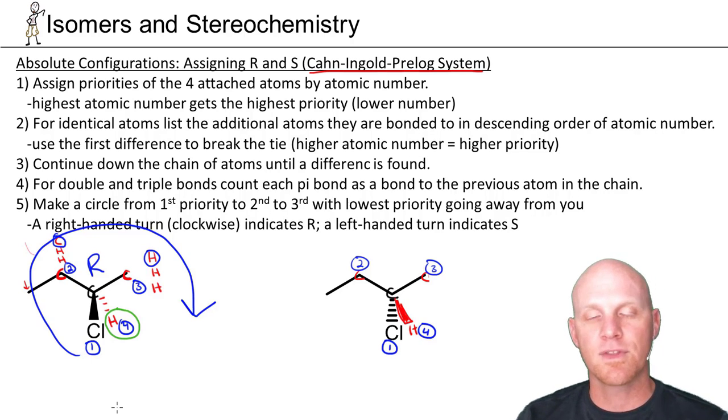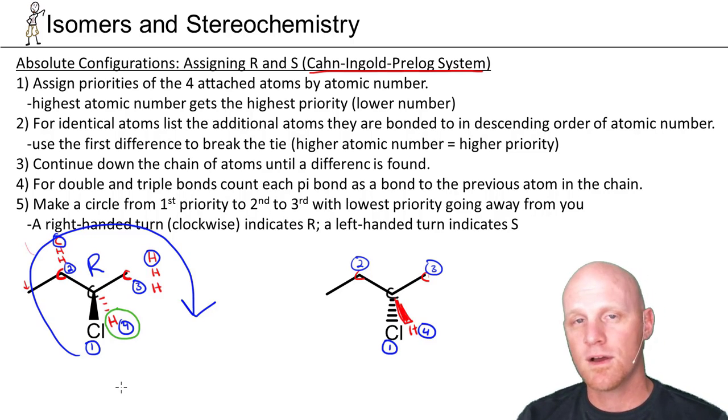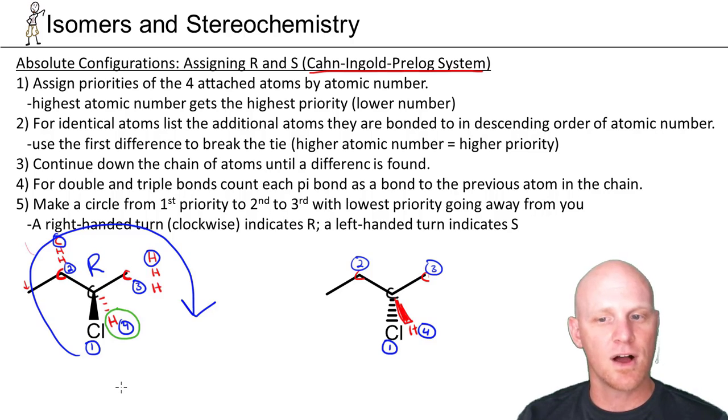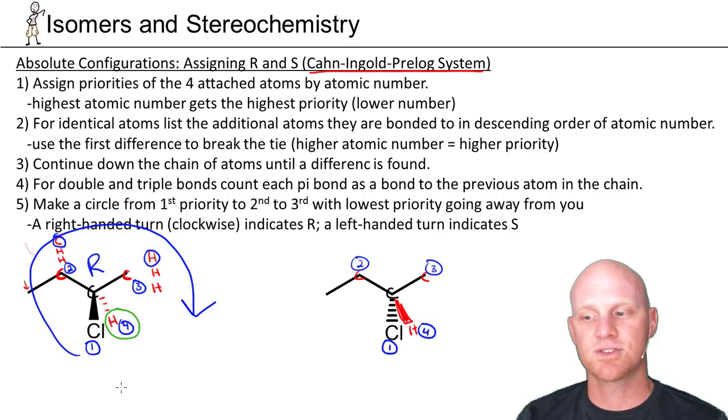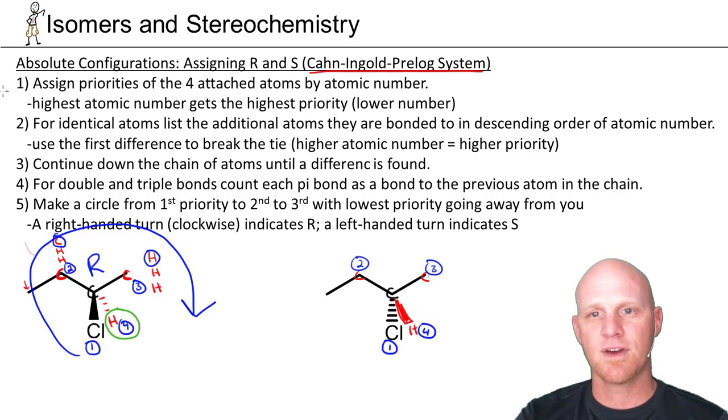So it wasn't enough for them to just say left-handed or right-handed turn when you go from 1 to 2 to 3, they had to tell you which side of the molecule to look from. And so in this case, with the lowest priority going away, it's a right-handed turn. That corresponds to R. So it turns out, therefore, clockwise or right-handed turn corresponds to R. So anti-clockwise or counterclockwise or left-handed turn corresponds to S, again, when that lowest priority group is going away from you. We'll take advantage of that here.